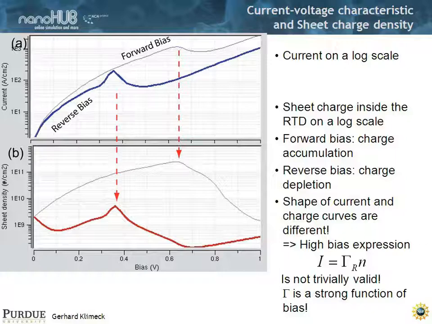That means if you have toy models that assume some constant gamma that's energy dependent, like in many publications you see, note to self, be careful. Okay? It might work on a very narrow energy range. It does not work over a broad device that you apply a couple of volts to, or even in this case less than 1 volt. Okay? So it's really this I equals gamma n is not trivially valid, and it's an energy dependent function.